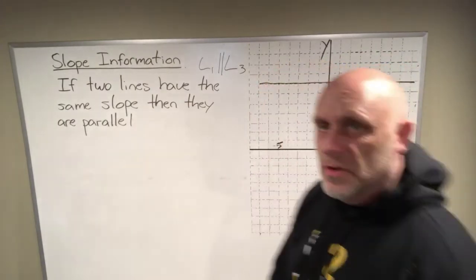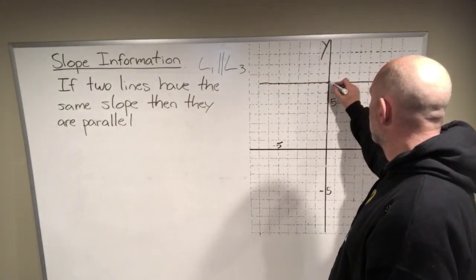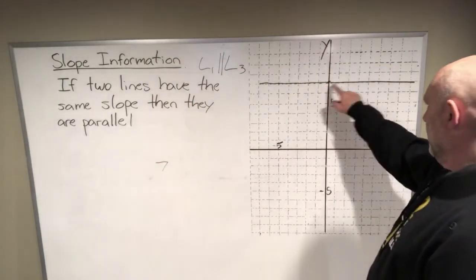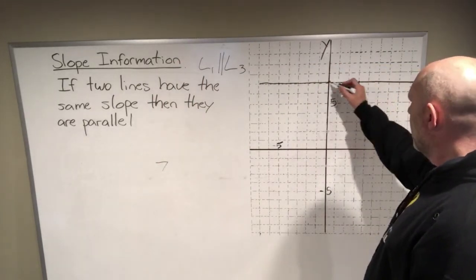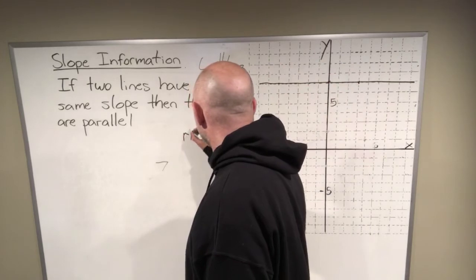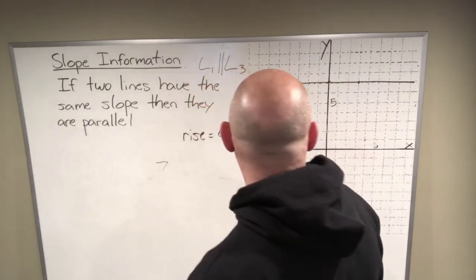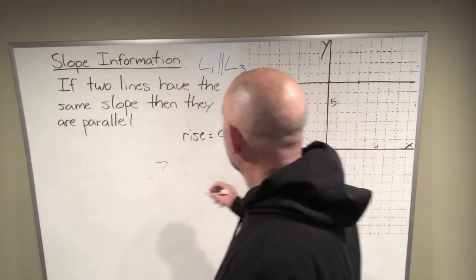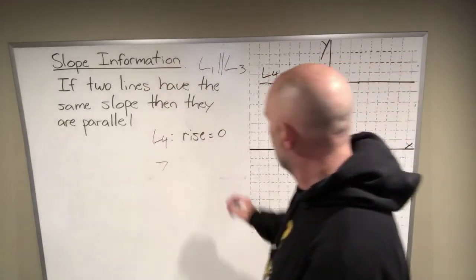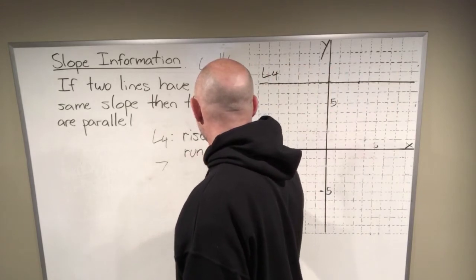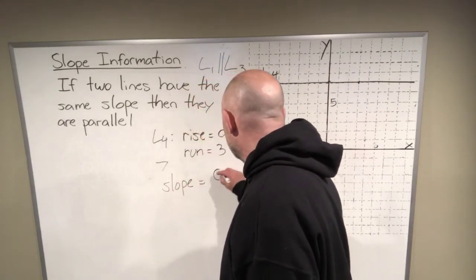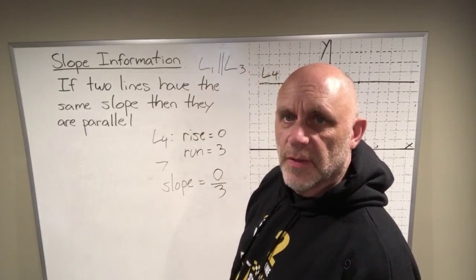All right. Well, if I want to determine the slope, what's the y-intercept? It's right here. 7. And I'll pick another point it goes through right here. It's going from there to there. How much do I rise? Nothing. Let's call this L4. Line number 4. The rise is nothing. What's the run? 3. Okay. So what's the slope? 0 over 3.